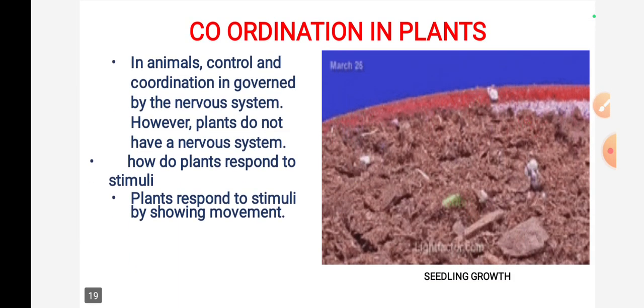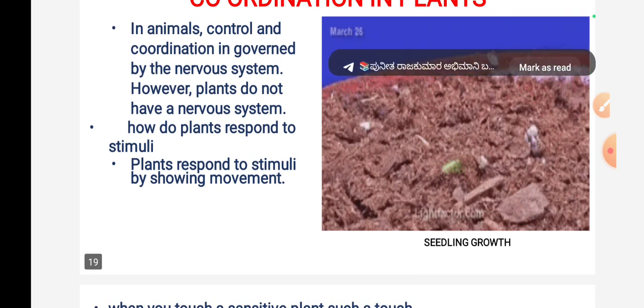Now we are going to discuss coordination in plants. In animals, control and coordination is governed by the nervous system. However, plants do not have a nervous system. How do plants respond to stimuli? Plants respond to stimuli by showing movements.